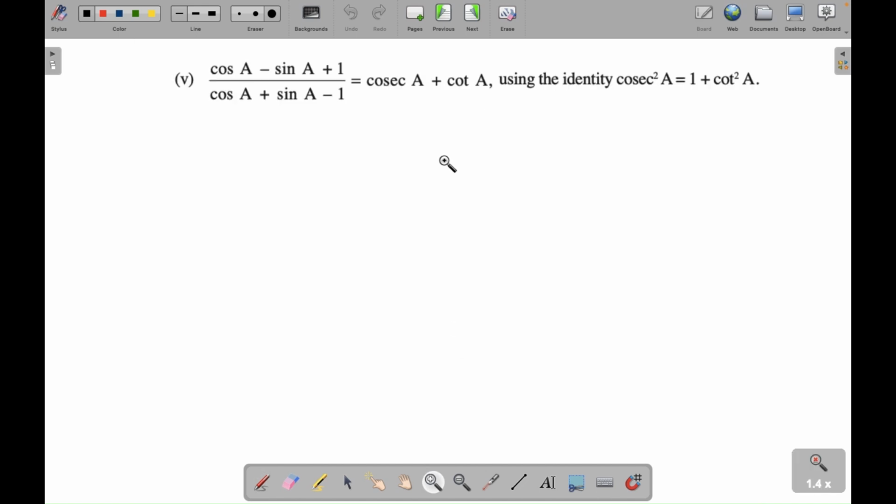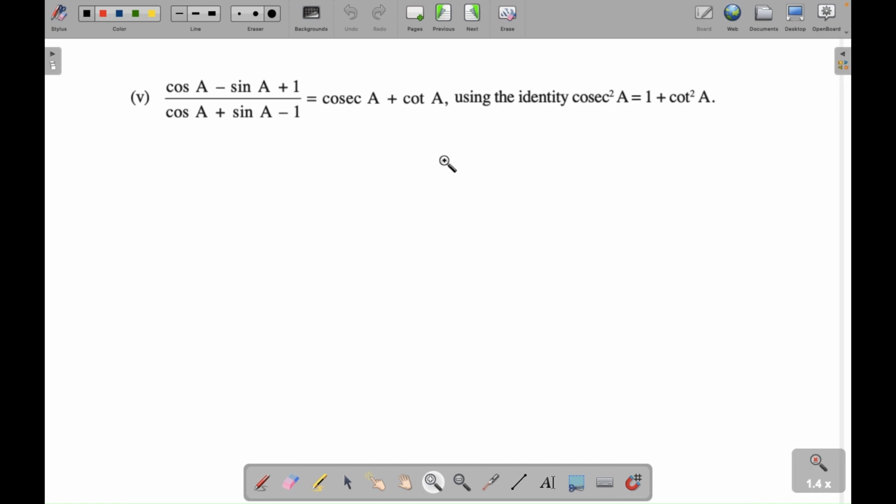Then we have (cos a minus sine a plus 1) upon (cos a plus sine a minus 1) is equal to cosec a plus cot a. And they have specified that you have to use this identity, cosec square a is equal to 1 plus cot square a. Right? So they have specified it. Otherwise, we could have also used cos square a plus sine square a is equal to 1. Right? We can split it.